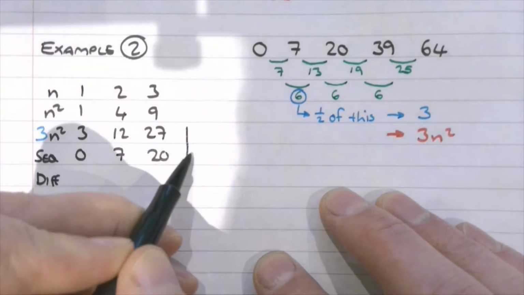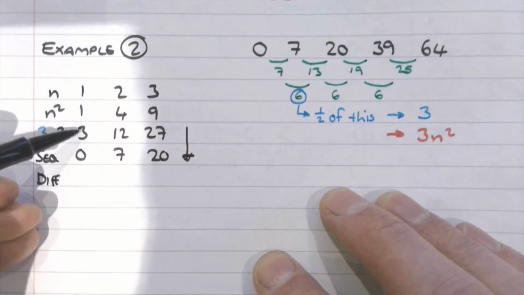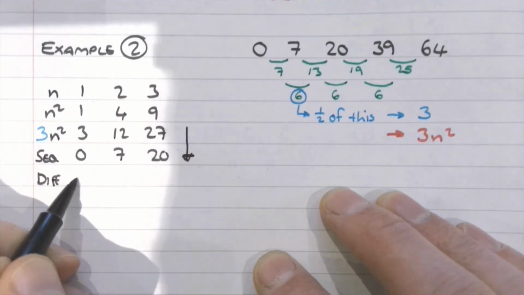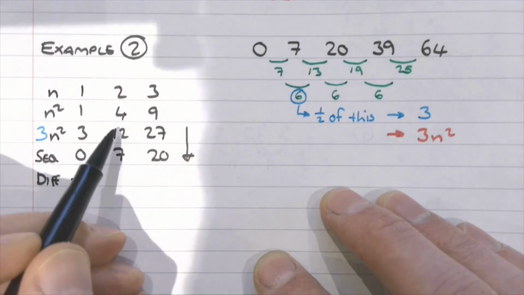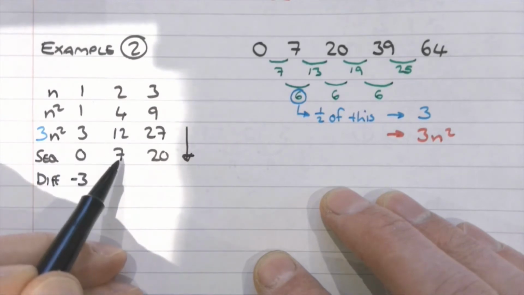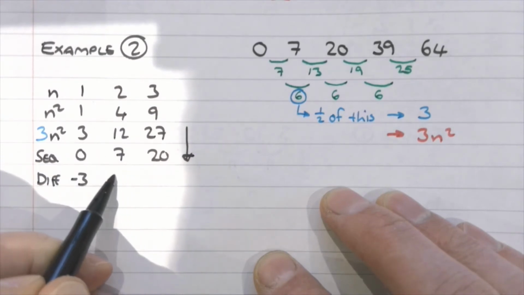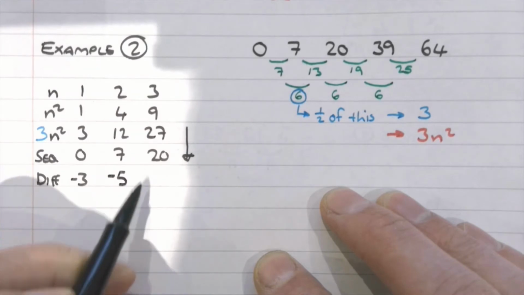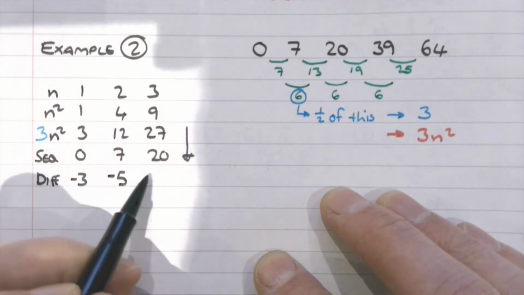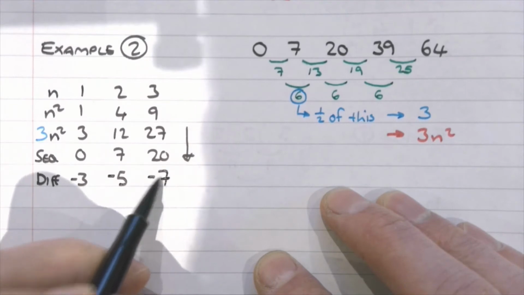Okay, so I'm going this way. How do I go from 3 to 0? I take away 3, right? How do I go from 12 to 7? I take away 5. How do I go from 27 to 20? I take away 7, okay?